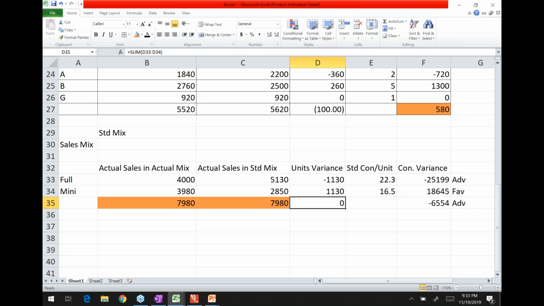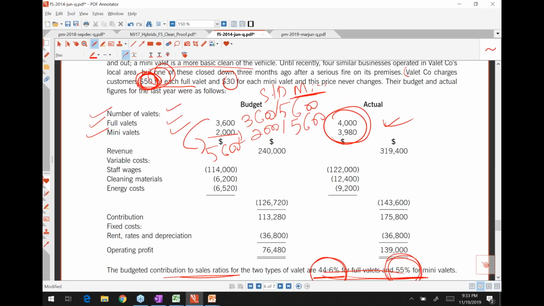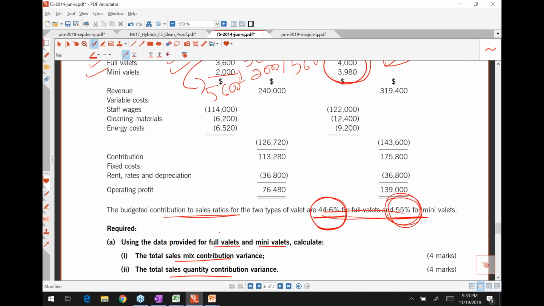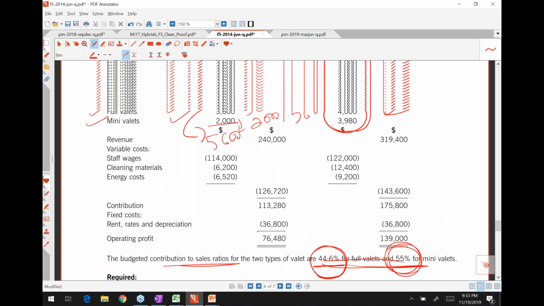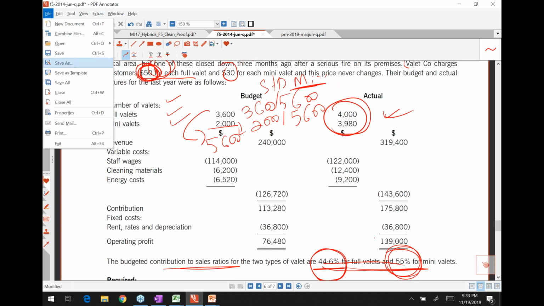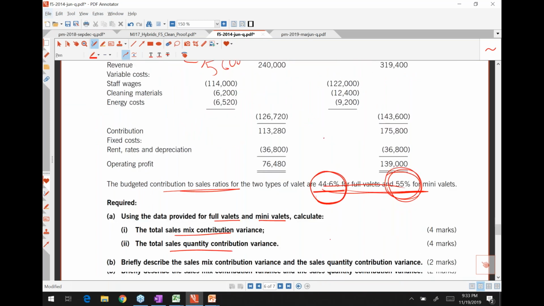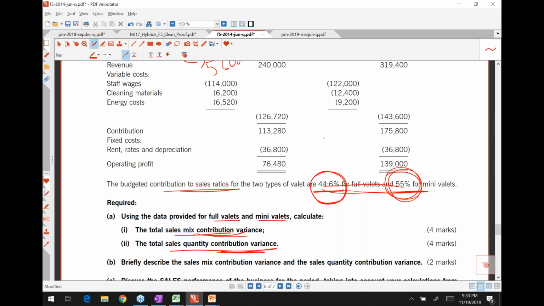Why have we used contribution? Because the contribution to sales ratio was given. So this is indicative that the company is using marginal costing. Whenever a company uses marginal costing, we use contribution. When a company uses absorption costing, we use profit. So because we were provided with the contribution to sales ratio, we have to use that. And along with that, it's written in the question as well, contribution variance. So we'll use contribution.